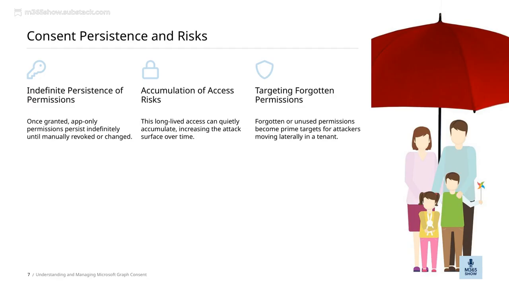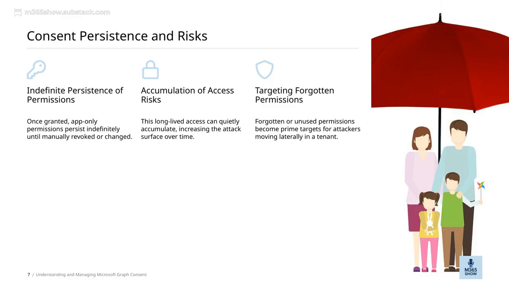When permissions are forgotten or remain unused, they can actually become prime targets for attackers who are moving laterally within a tenant. This means that if permissions are left dormant, they could be exploited without anyone realizing it. Now, these long-lived permissions can quietly accumulate over time, which actually increases the attack surface of your environment. The more permissions that hang around unused, the more opportunities there are for malicious actors to find and exploit vulnerabilities.